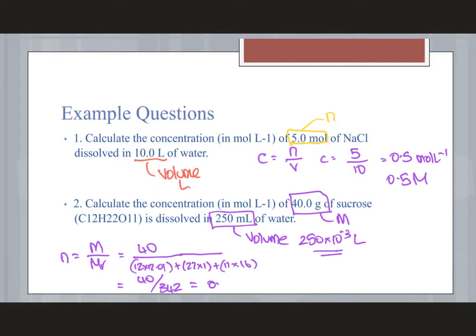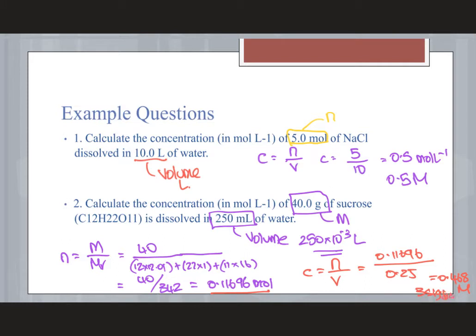is going to equal 0.11696 mole. So this is my number of mole. I still need to work out my concentration. So concentration is going to be equal to my number of mole divided by my volume in litres. So my number of mole is 0.11696, divided by 0.25, which is 250 divided by 1,000. And when we do that, we get 0.468 molar concentration, taking it to 3 significant figures.